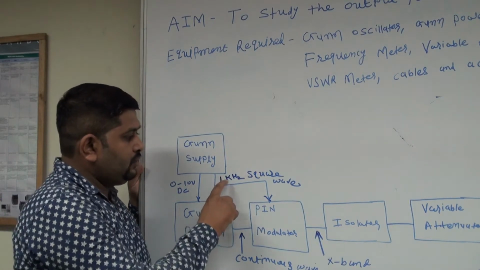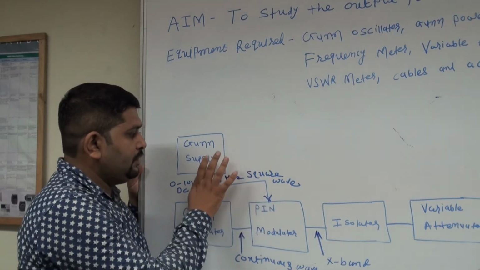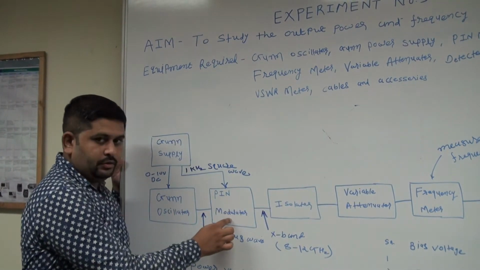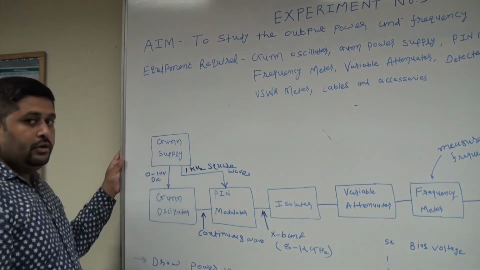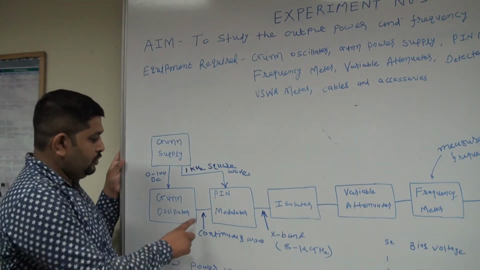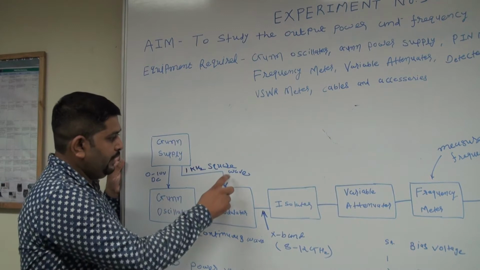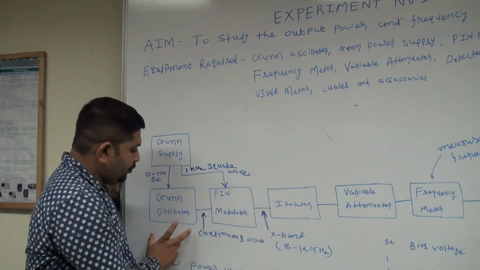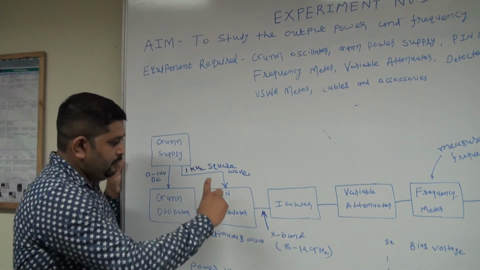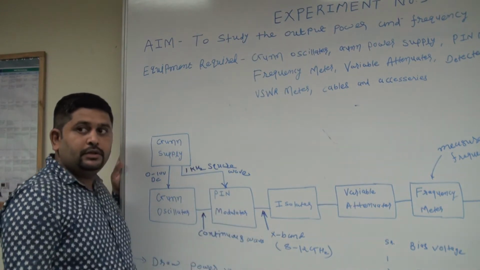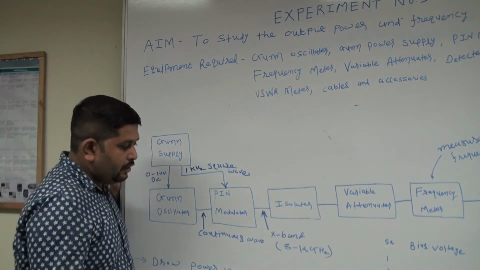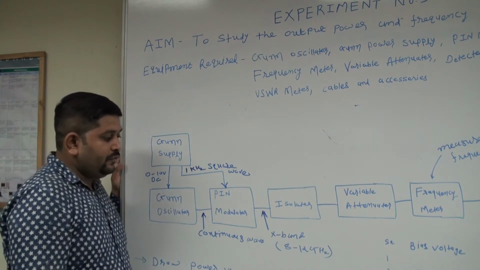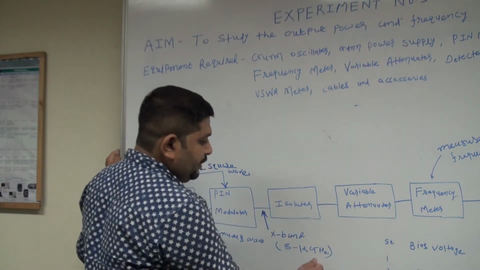and the 1 kilohertz square wave generated by the Gunn supply is applied to the input of the PIN modulator, and the PIN modulator modulates both, the continuous wave and the 1 kilohertz square wave. This continuous wave is the output of the Gunn oscillator, and the output of the PIN modulator is an electromagnetic wave in X band, with frequencies between 8 to 12 gigahertz.